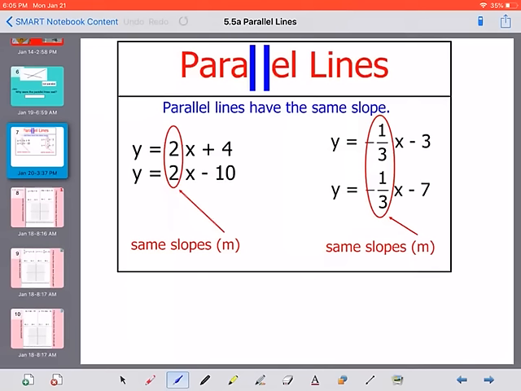Today we are doing lesson 5.5a on parallel lines. Then we will get into perpendicular lines later this week. So parallel lines are lines that will never cross. That means they have the same slope.